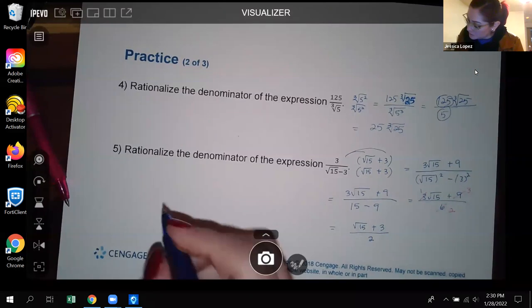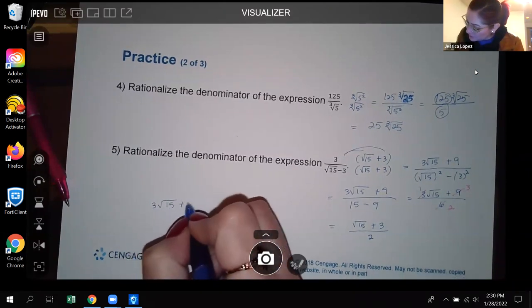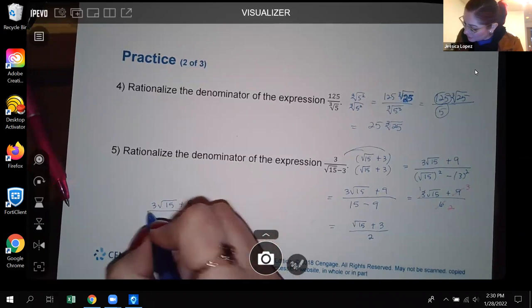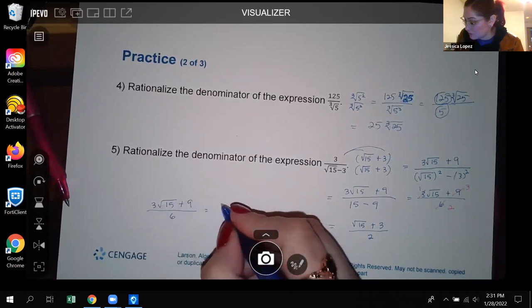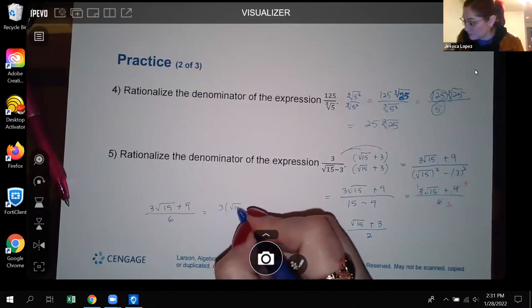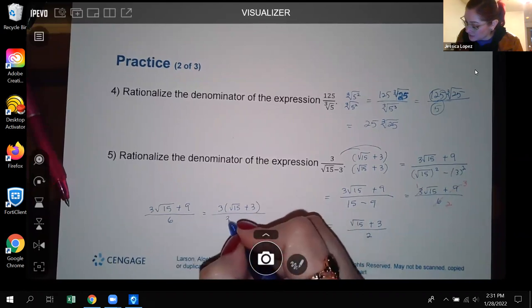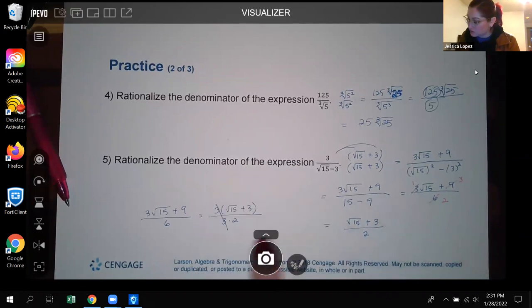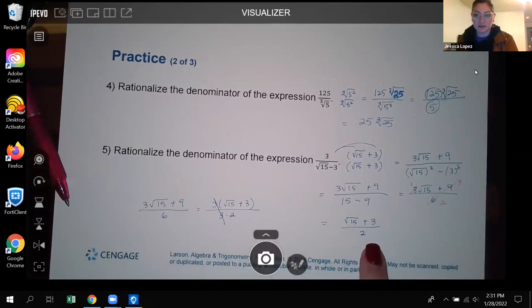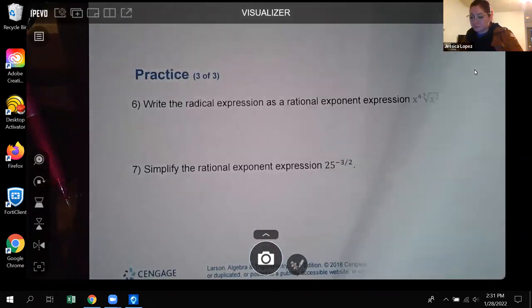Another way that I've seen people do that, if that doesn't make sense to you, is whatever you think that they have in common, factor it out. So here I think those have a 3 in common. So I'd get this in the top. And if the bottom has the same 3 in common, I'd end up with 2. And then these will cancel, and you notice you get the exact same answer. Okay. So I have seen it being done that way.